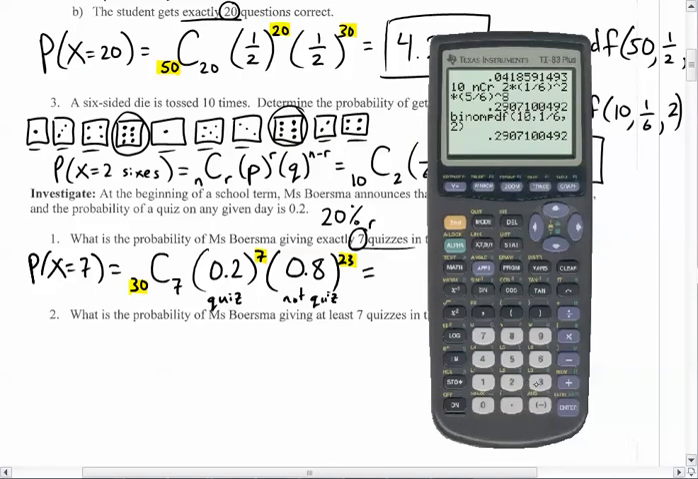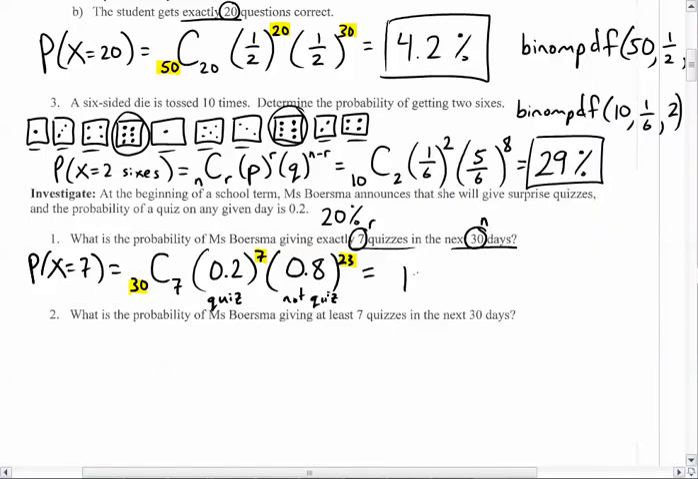Doing 30 choose 7, times the 0.2 happening to the power of 7, times the 0.8 happening to the power of 23. There's a 15% chance that you would get 7 quizzes.